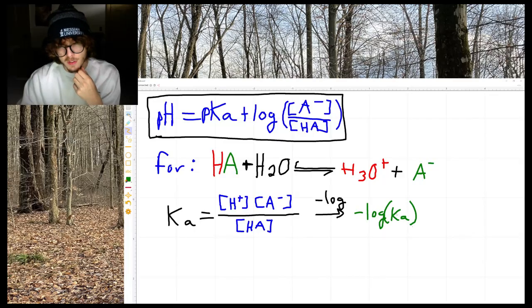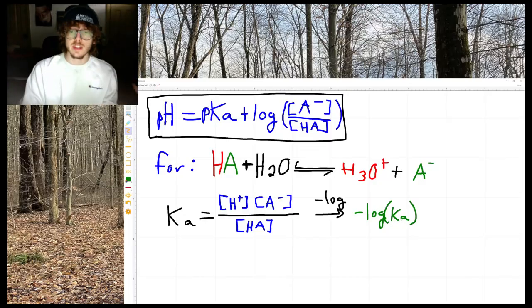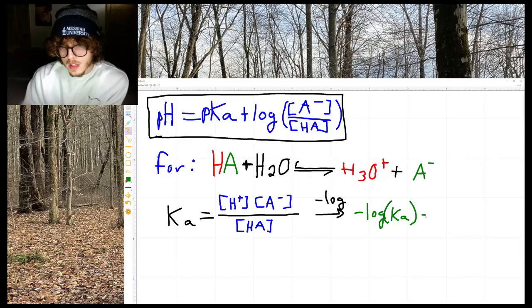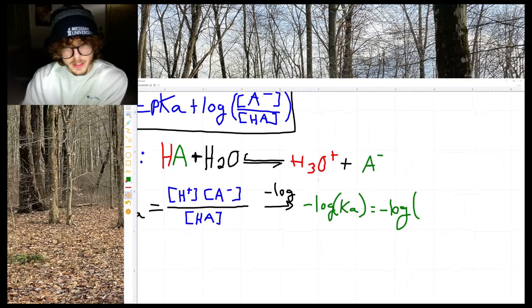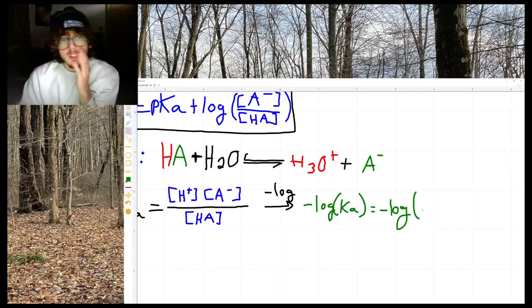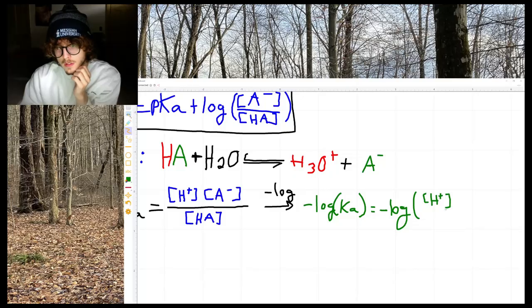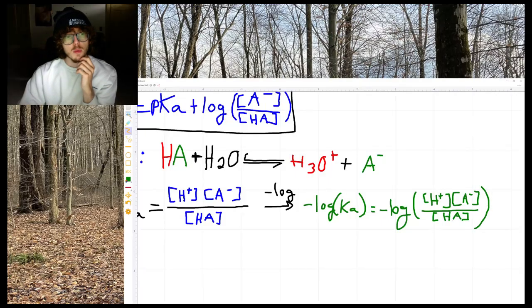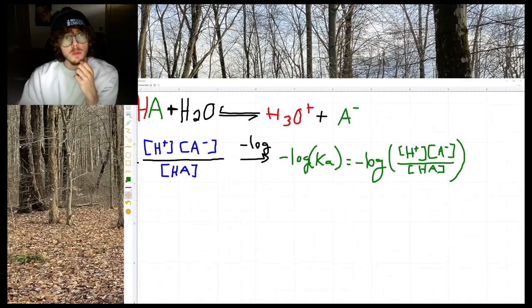So we're taking the negative log of the constant that tells us how much this acid dissociates, equals the negative log, and I apologize, I'll have to scoot over here, equals the negative log of the hydrogen ions, and then that conjugate base, and that is going to be all over the concentration of our acid. So this is what we have. Now, where do we go from here?